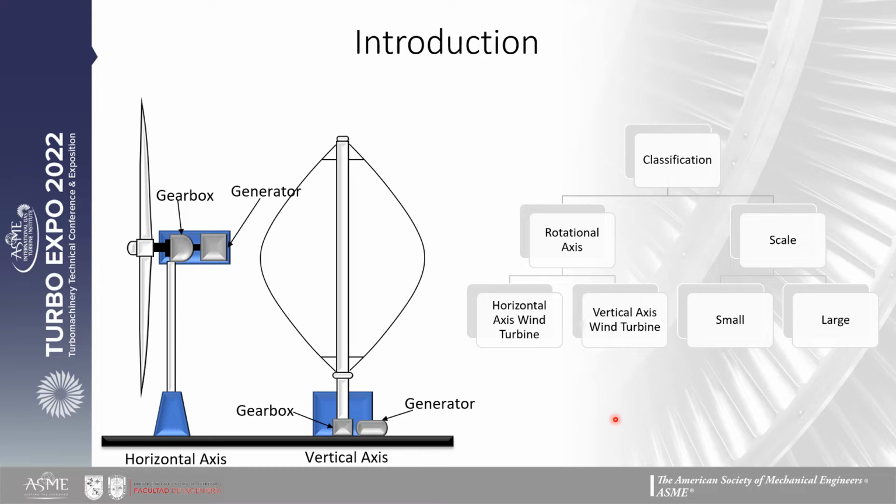But on the other hand, small scale wind turbines are classified as those with a capacity of less than 100 kilowatts, a swept area of less than 200 square meters, and a working voltage below 1000 volts. The figure on the left shows the representation of the two types of existing turbines. In this paper, we presented a horizontal axis wind turbine that is also a small scale wind turbine.